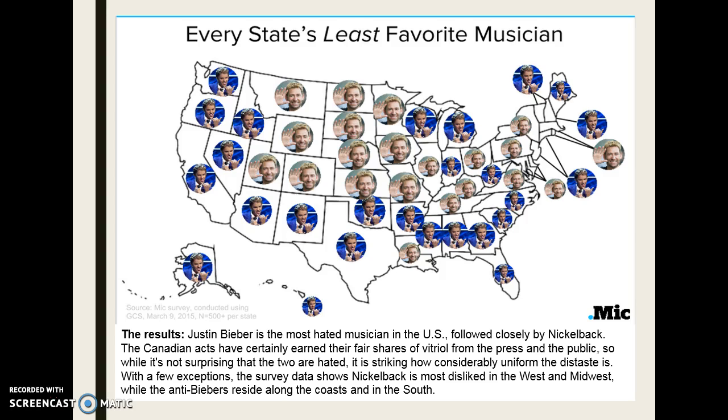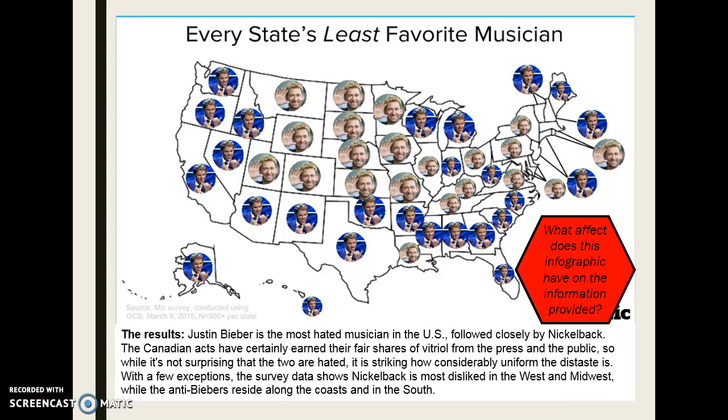So here we have an infographic of every state's least favorite musician. And this goes nicely with the results of the study that show where a specific artist is hated. You can see the grouping much better. So it helps to clarify the information in the graphic, and so we don't have to draw a mental picture necessarily on our own. We get the help with the infographic. So what effect does this infographic have on the information provided?